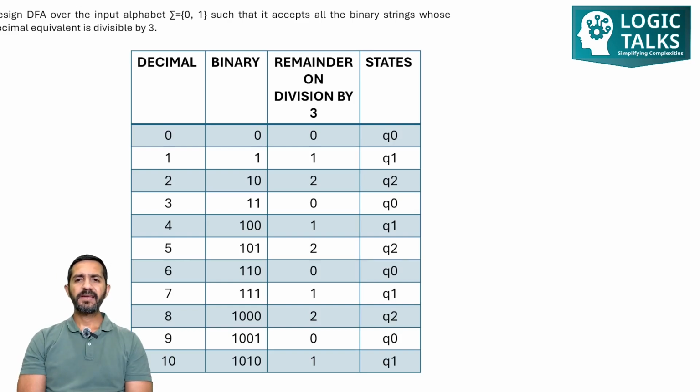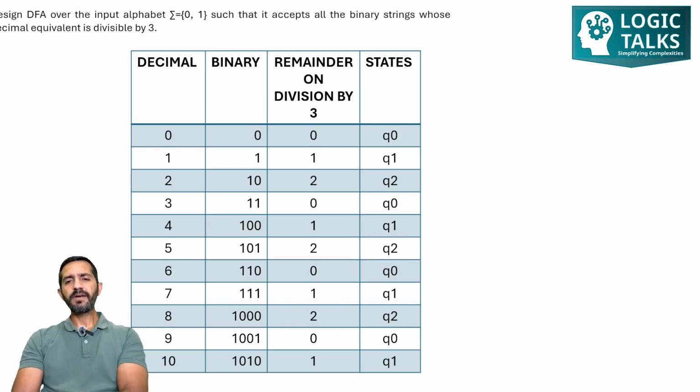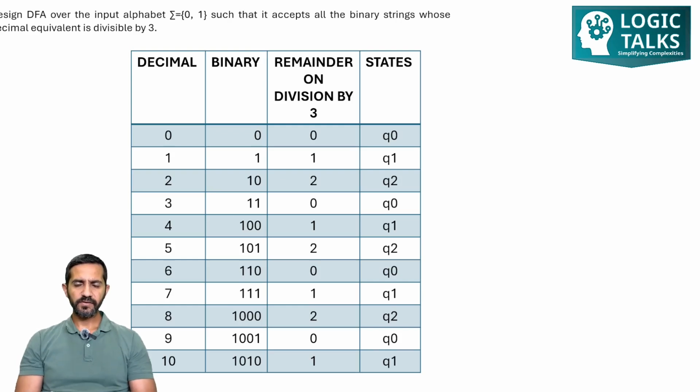Let us now see the remainder that we get by dividing the decimal number by 3. That is given in column number 3. When 0 is divided by 3, the remainder is 0. 1 divided by 3, remainder is 1. 2 divided by 3, the remainder is 2. 3 divided by 3, the remainder is 0. 4 divided by 3, the remainder is 1, and so on, it repeats. So we can see that we get three distinct values as a remainder when dividing a number by 3, ranging from 0 to 2: 0, 1 and 2.